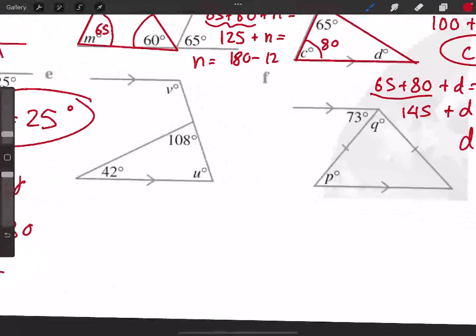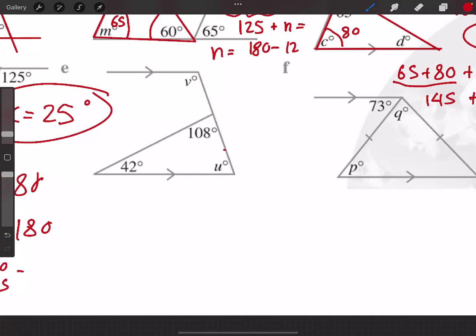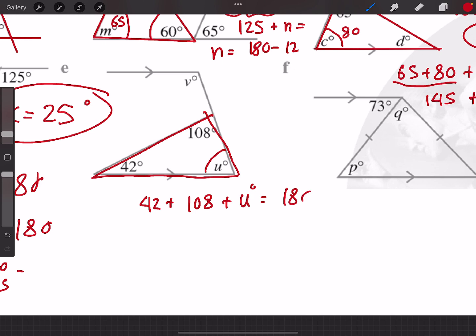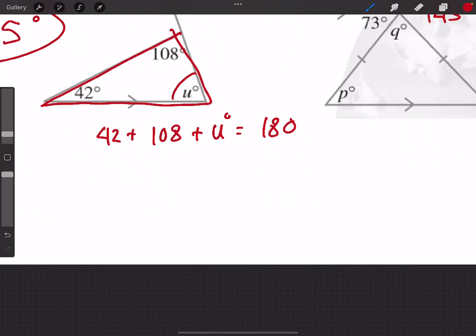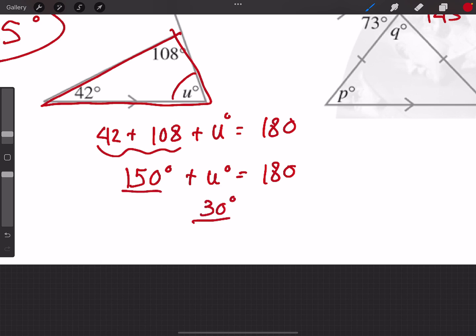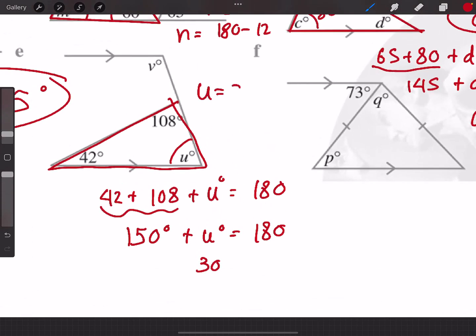Question E. Alright, so we can work out what this angle is, right? Look at this triangle here. So 42 plus 108 plus the angle U is equal to 180 degrees, angle sum of a triangle. Now these two add up to 150 degrees plus the angle U is equal to 180. Therefore the angle U must equal 30 degrees because 150 plus 30 makes 180. So U is equal to 30 degrees.